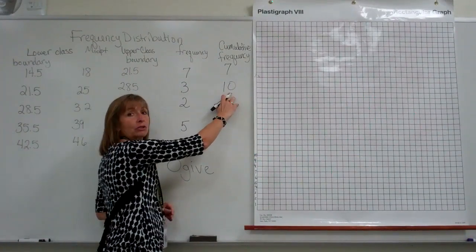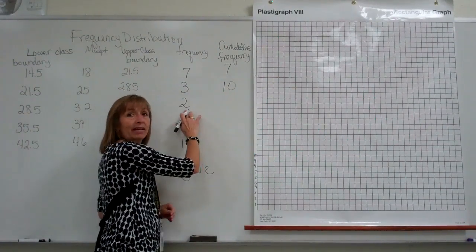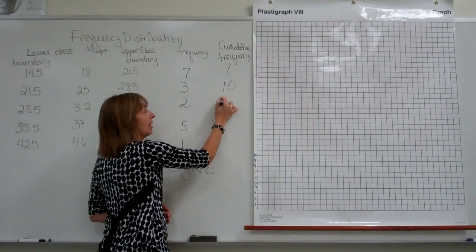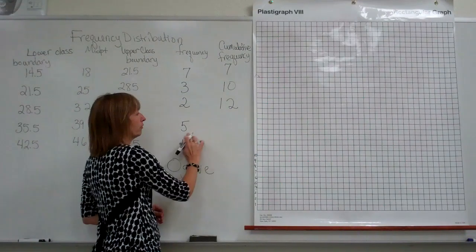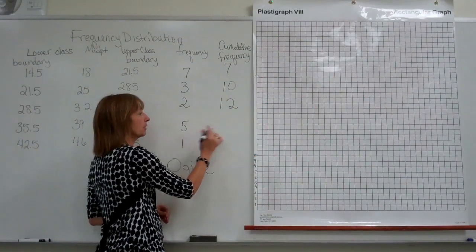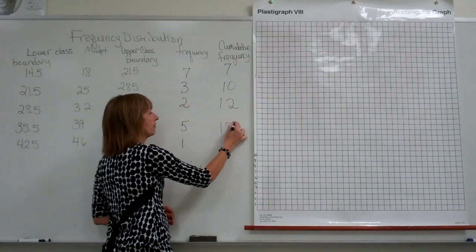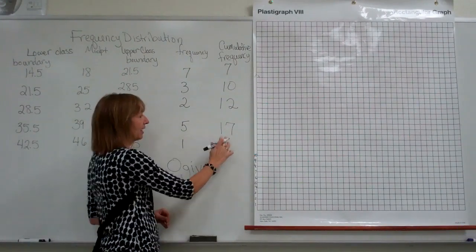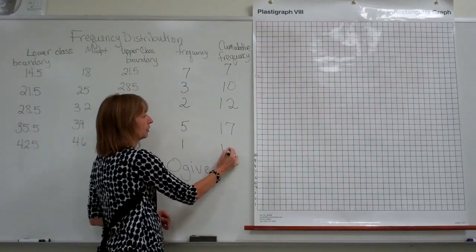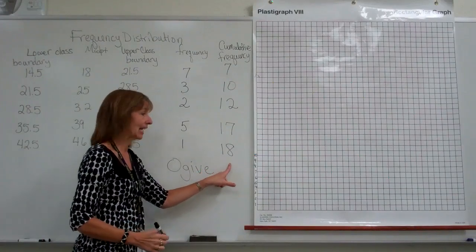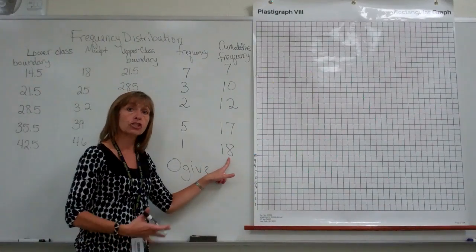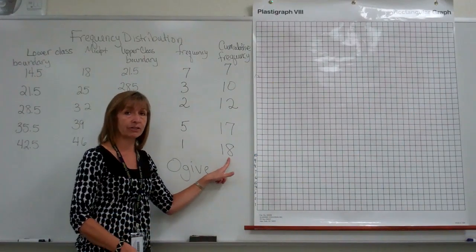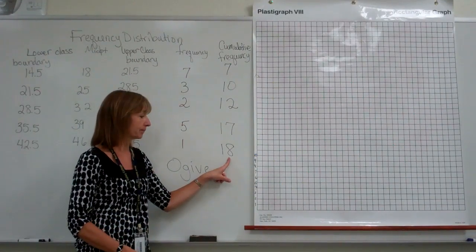Then by the time I include those data values plus the data values I got in the third class, I'll have a running total of 12. Again, 12 plus the 5 we get in our fourth class will give us a cumulative frequency of 17. And then 17 plus 1 gives me a cumulative frequency of 18. Your final value in your cumulative frequency of all your classes should match the number of data values you had in the original data set.